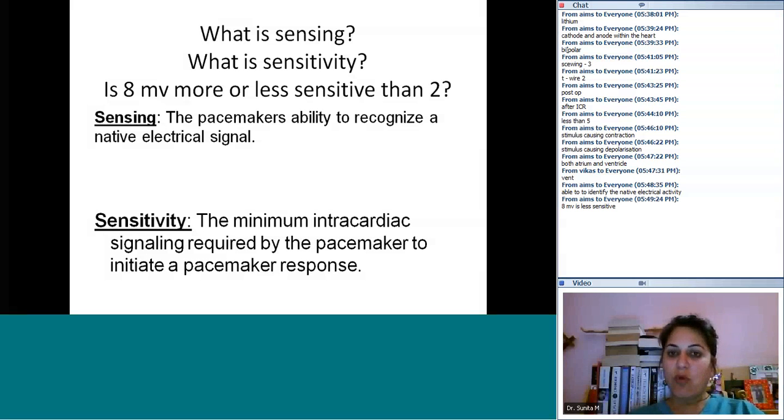So is 8 more sensitive or less sensitive than 2? 8 millivolts is less sensitive. All agree with that? Yes. So 2 millivolts is more sensitive. 1 millivolt is even more sensitive, and we'll go over why.